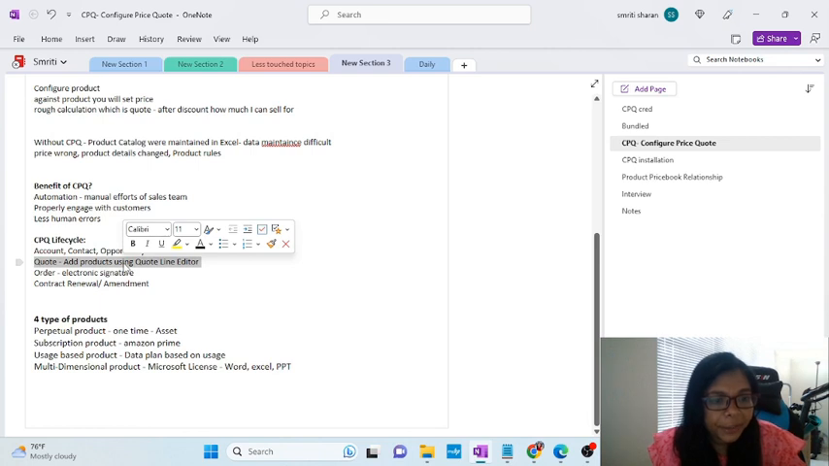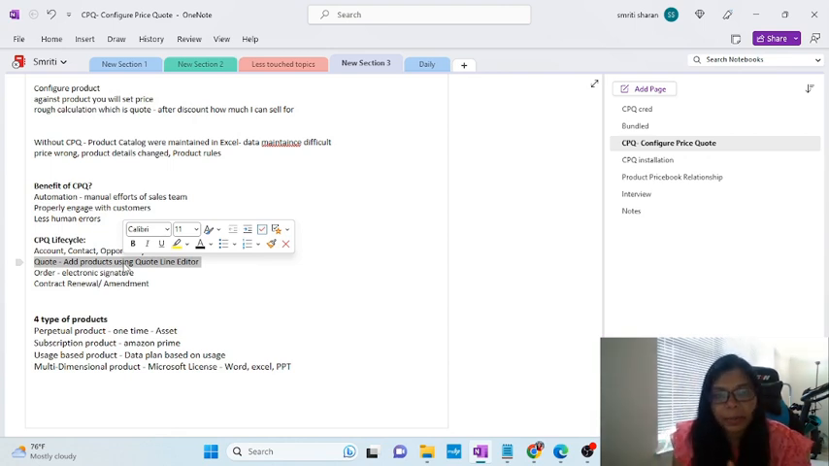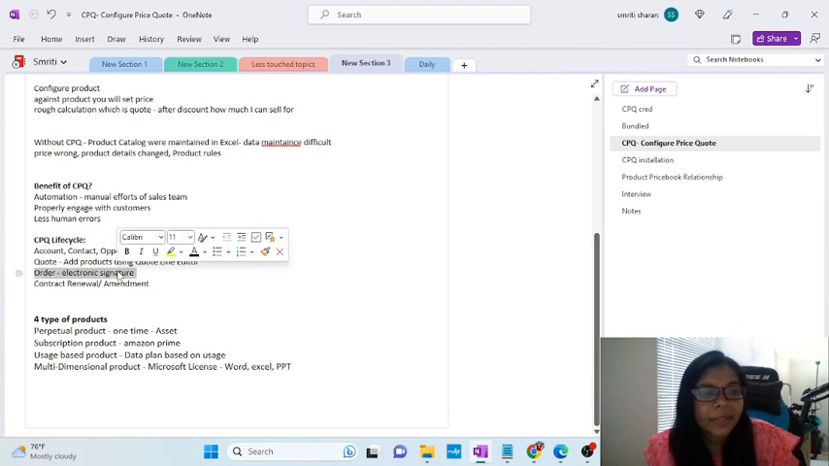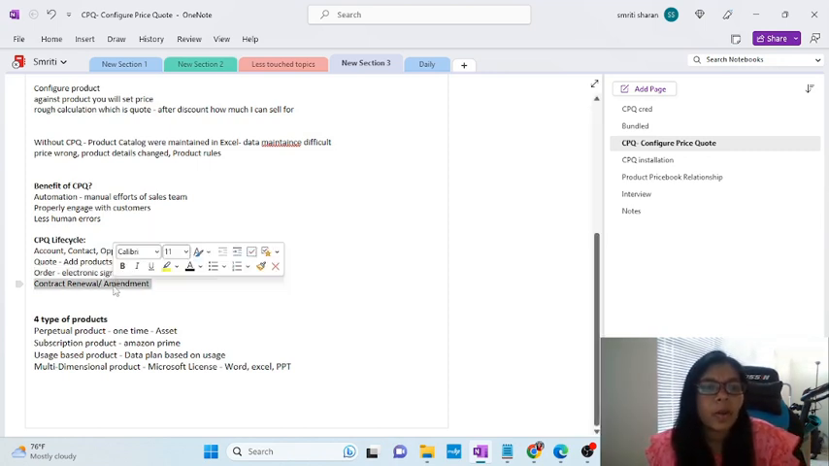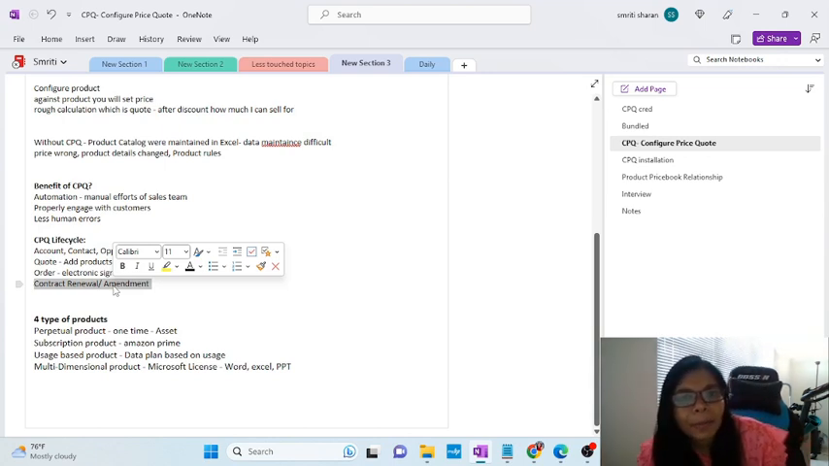Once that is created, then there is a quote. Quote, we said, is the rough invoice, like what is the price of the product and all this information. So we can add the products to the quote, whatever products they want to purchase. That's a very important factor which we will see, but here we need to understand the quote will get created. After the quote, an order is created, and there is an electronic signature confirming that yes, the customer is interested. And then there is contract renewal or amendment.